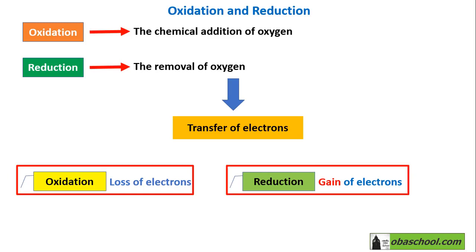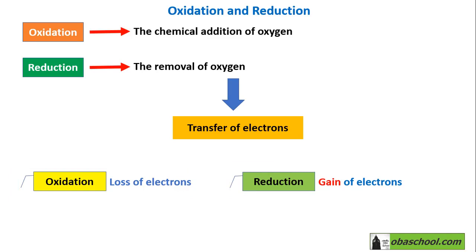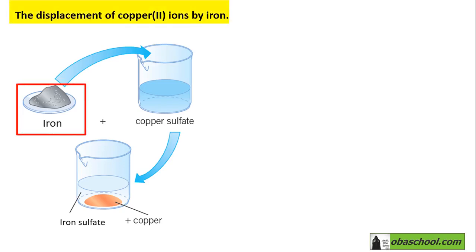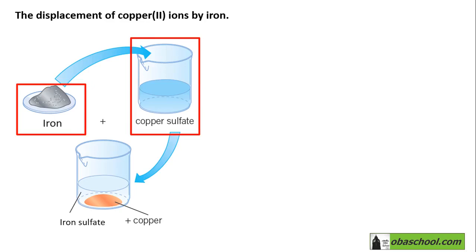You can apply these definitions to displacement reactions in solution. An example is the displacement of copper 2 ions by iron, and this reaction is used in industry to extract copper metal from copper sulfate solution. How do they do so? They mix iron with copper sulfate. Here the iron will displace the copper in the copper sulfate, and it will allow us to extract the copper.